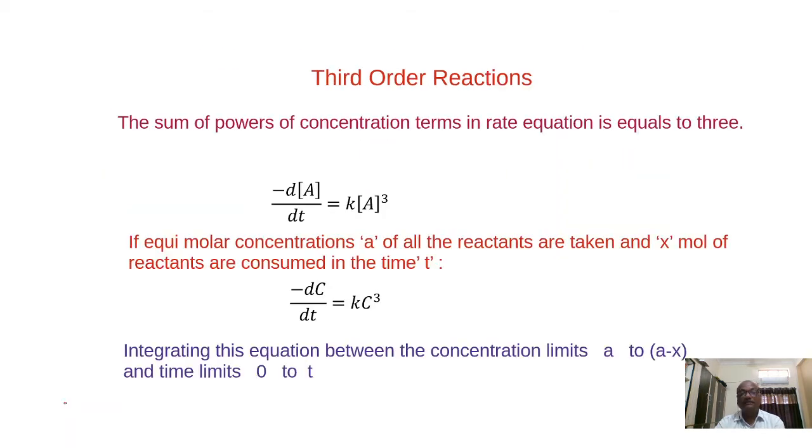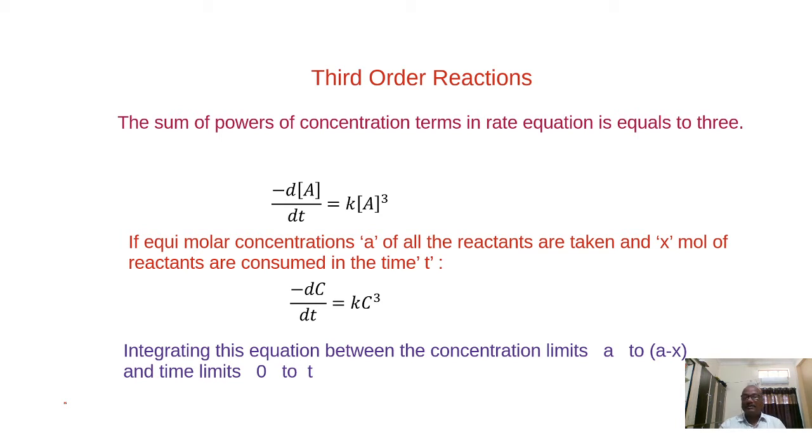Yes. Now we see the third order reaction. What is a third order reaction? It is a reaction in which the sum of powers of concentration terms is equal to 3 in the rate equation. That reaction is called a third order reaction. The sum of powers of concentration terms in the rate equation will be equal to 3.